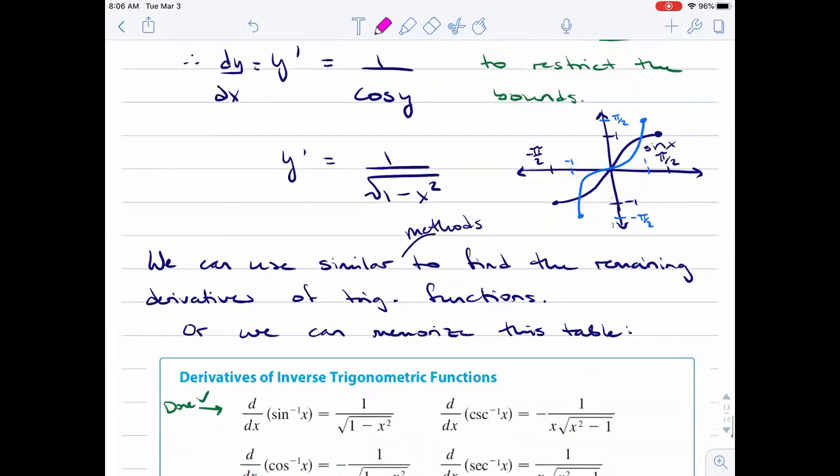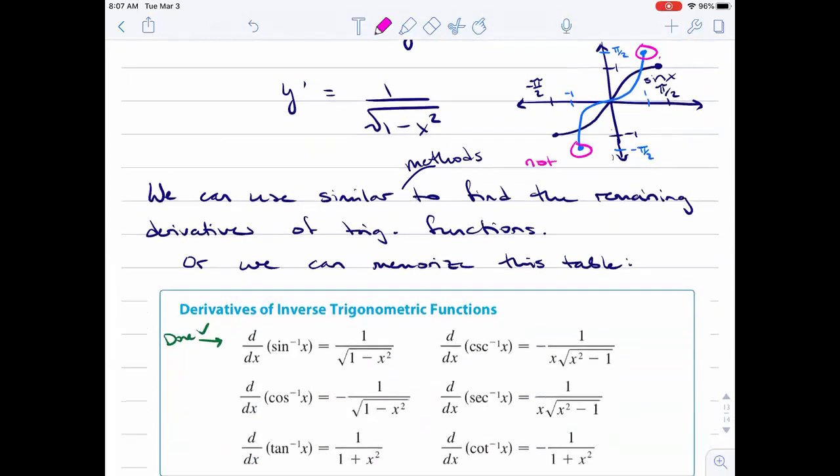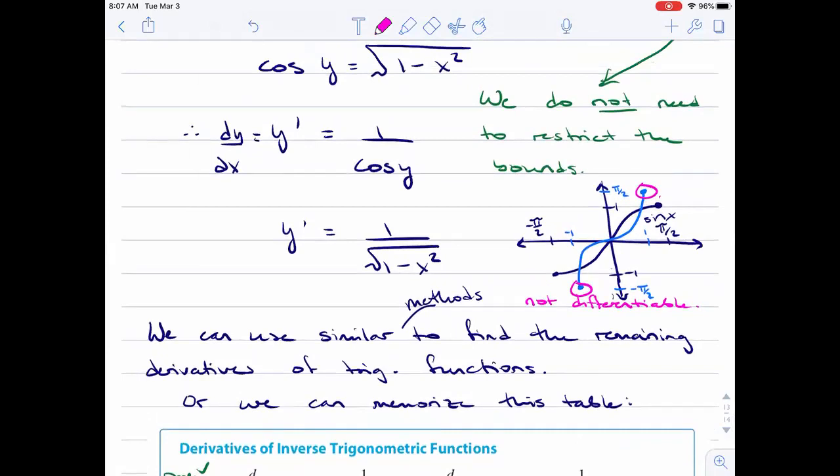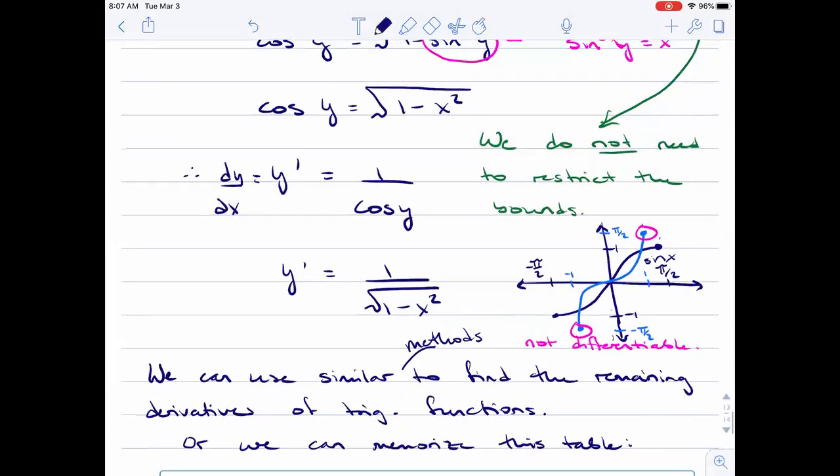So here, there, not differentiable, because there's no distinct tangent line that we could put. So that is completely extra. And like I said, Steve doesn't even go into the bounds, so don't worry about it. I just wanted to explain it because we did talk about it and I promised I would find out. So I did. Turns out we didn't need to go down that route.